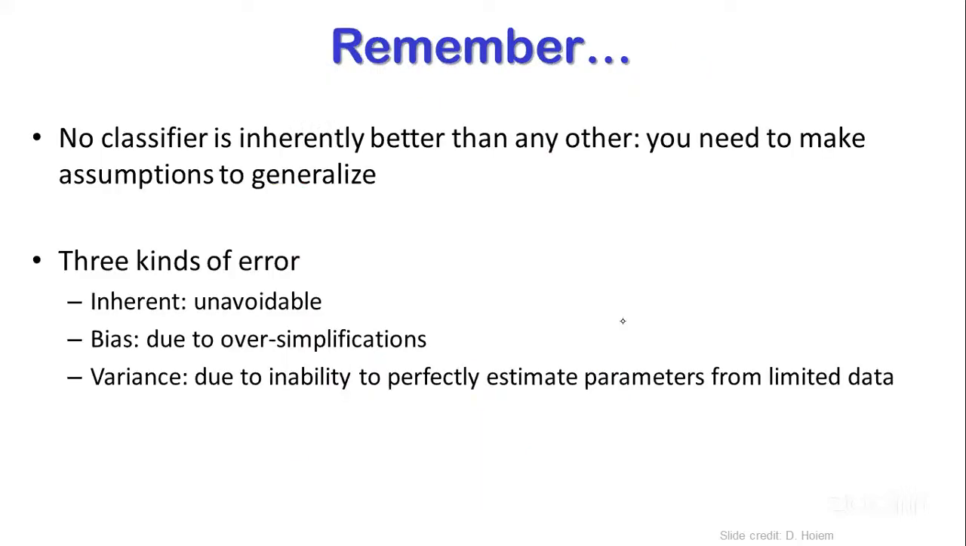So always remember that no matter how many classifiers there are in the literature, no classifier is inherently better than the other. You need to make assumptions to generalize. And always remember that there are three kinds of errors. One is inherent, you can't avoid it, due to noise. Second is due to bias, that is because of oversimplified assumptions about the model. Next is variance, because your model is not able to estimate the parameters from the limited data. So these are the three kinds of error.